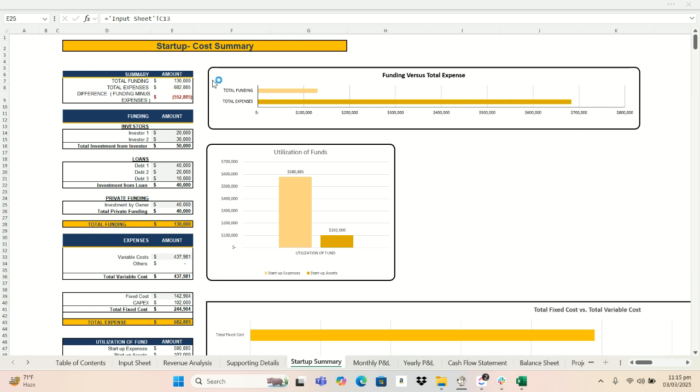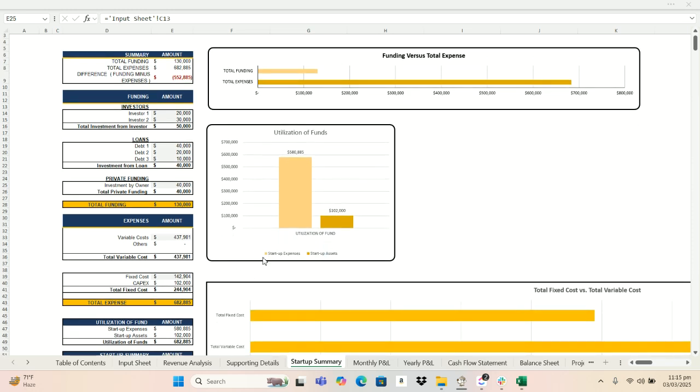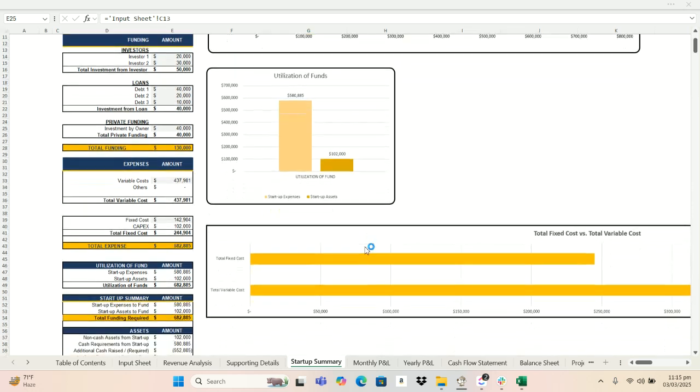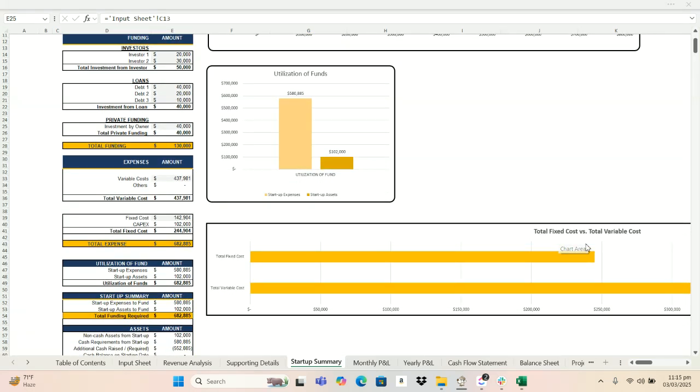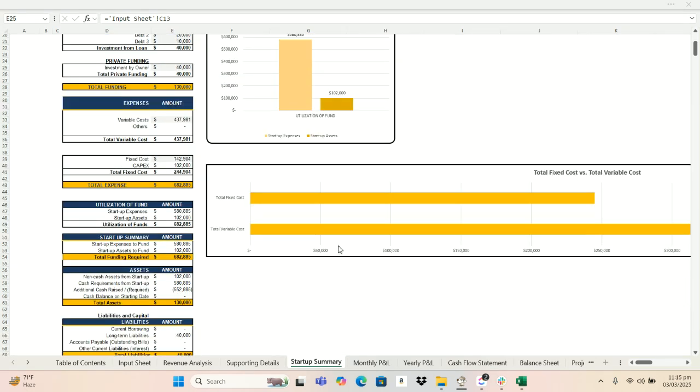Next up we have our startup cost summary. We have funding versus total expense, utilization of funds, in which we have startup expenses and startup assets. Over here we have total fixed cost versus total variable cost.